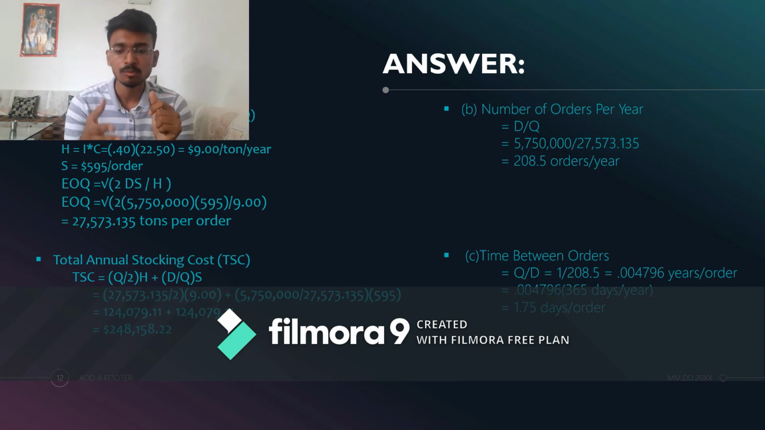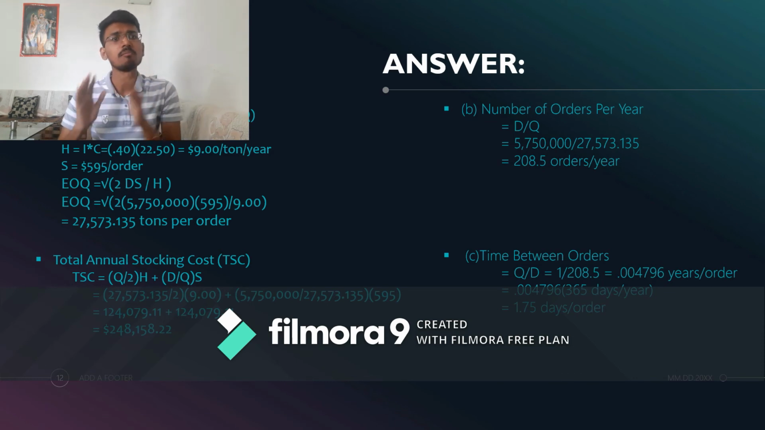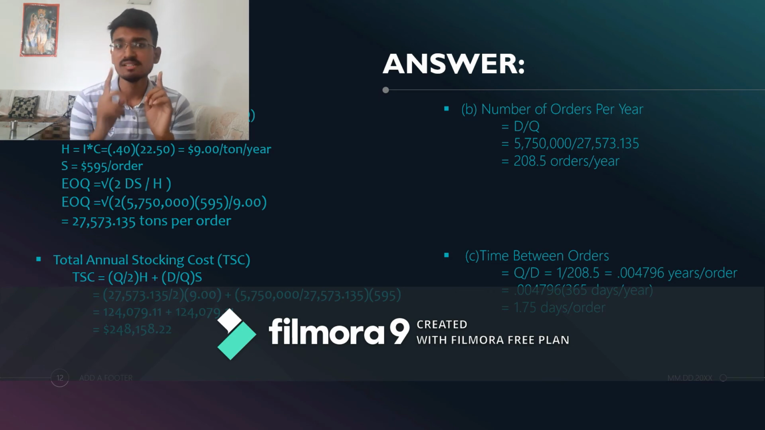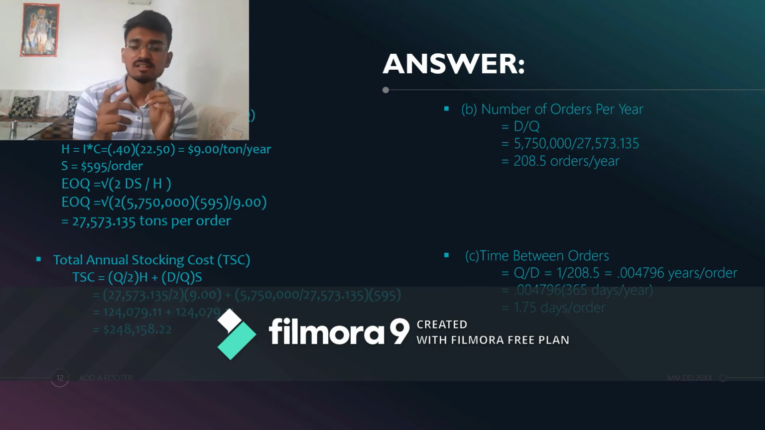So using the formula and putting in the values, we will find the economical order quantity. We'll symbolize that as Q, which equals 27,573.135 tons per order, right? So this is the amount we have to order. That is the answer for the first question.